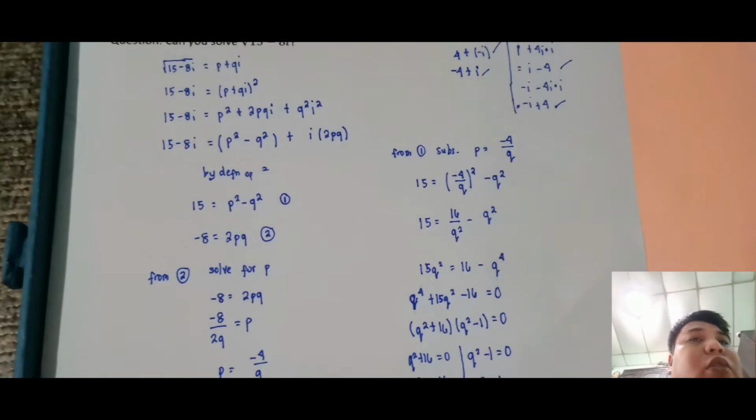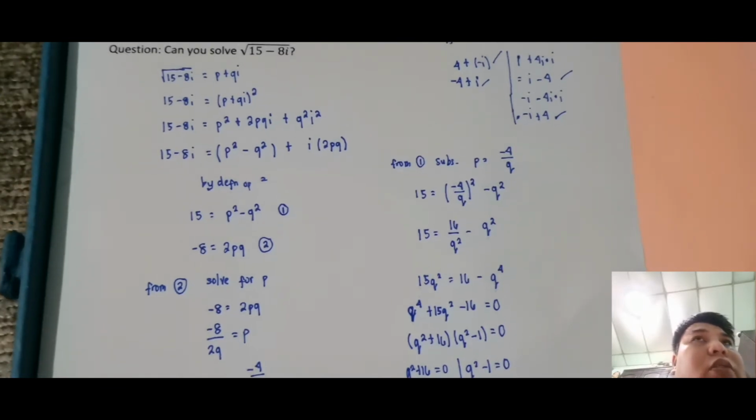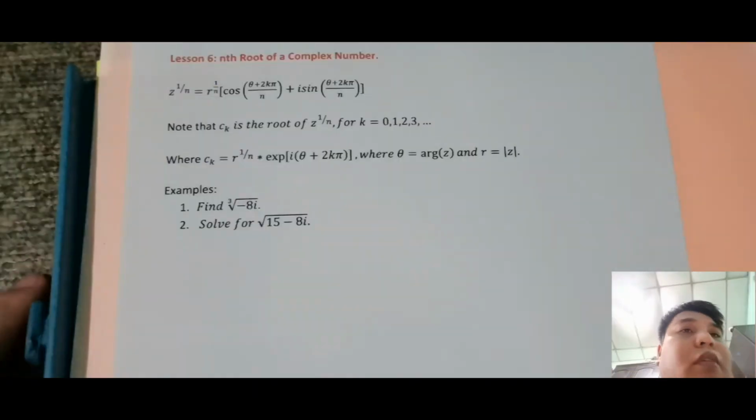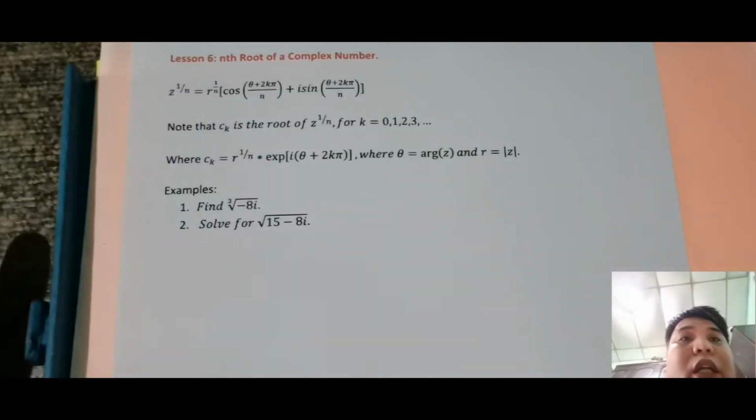Okay, so sir, bakit mo tinuro? Tinuro ko para magkaroon ka lang ng convenient way para isolve siya kung nalilito ka doon sa formula na ituturo ni sir. Okay, so proceed tayo doon sa ating formula or yung lesson talaga natin for today. So, yung algebraic way, tinuro ko lang kanina. So, ngayon, lesson 6, the nth root of a complex number.